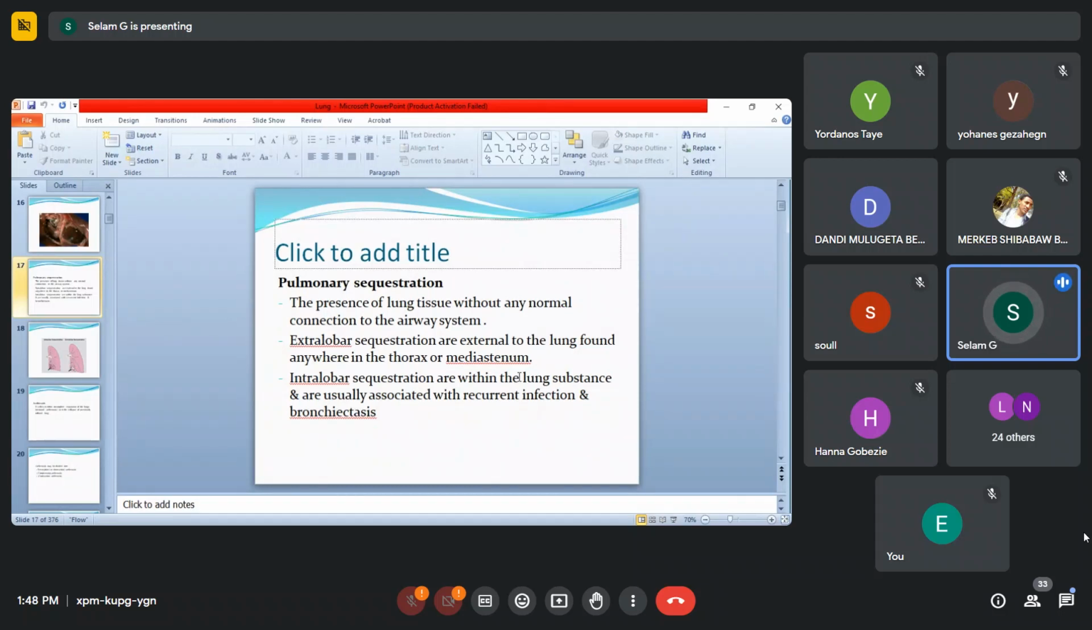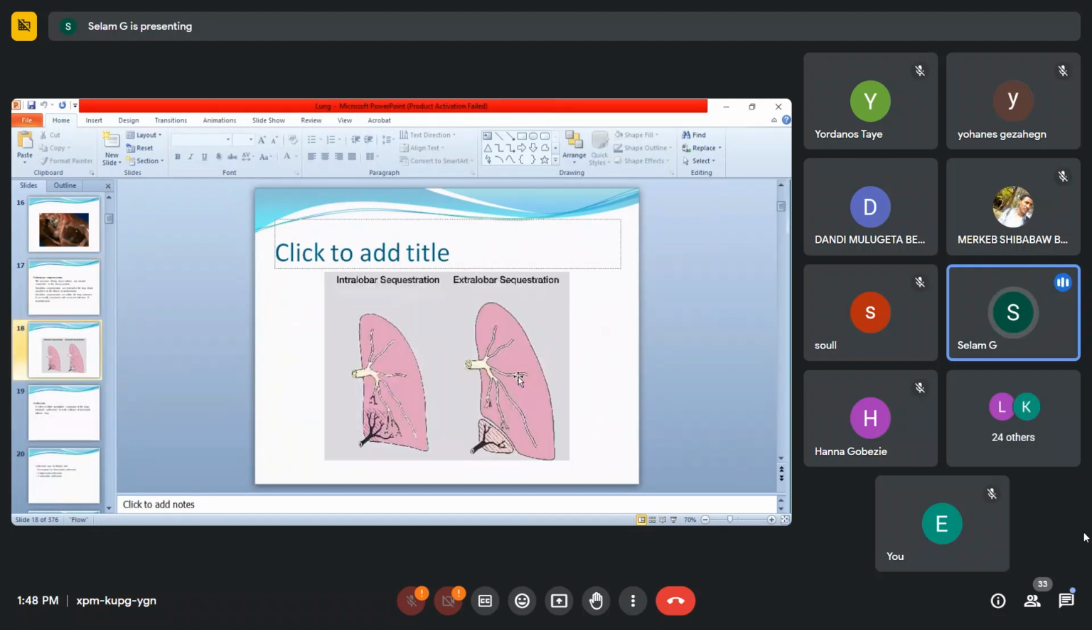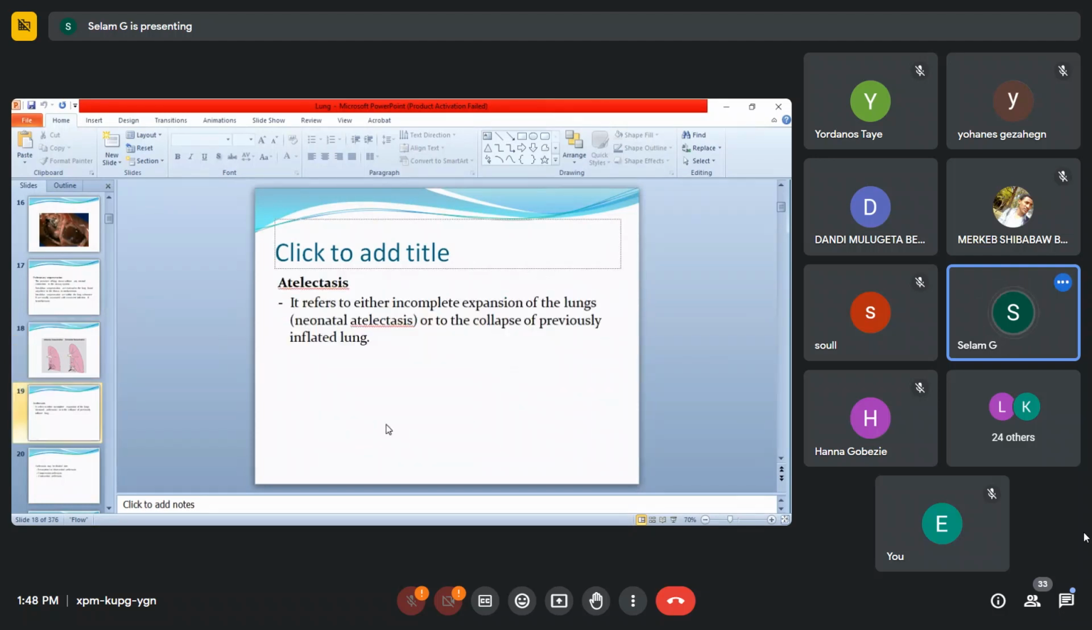So extralobular sequestrations are external to the lung, found anywhere in the thoracic or mediastinum, while intralobar sequestrations are within the lung substance and are usually associated with recurrent infections and dilatation of the bronchi. So sequestrations could be intralobar. You may find them inside the parenchyma of the lung or outside the parenchyma of the lung, separated from the lung tissue. Those are like dead spaces and are prone to cause infections.